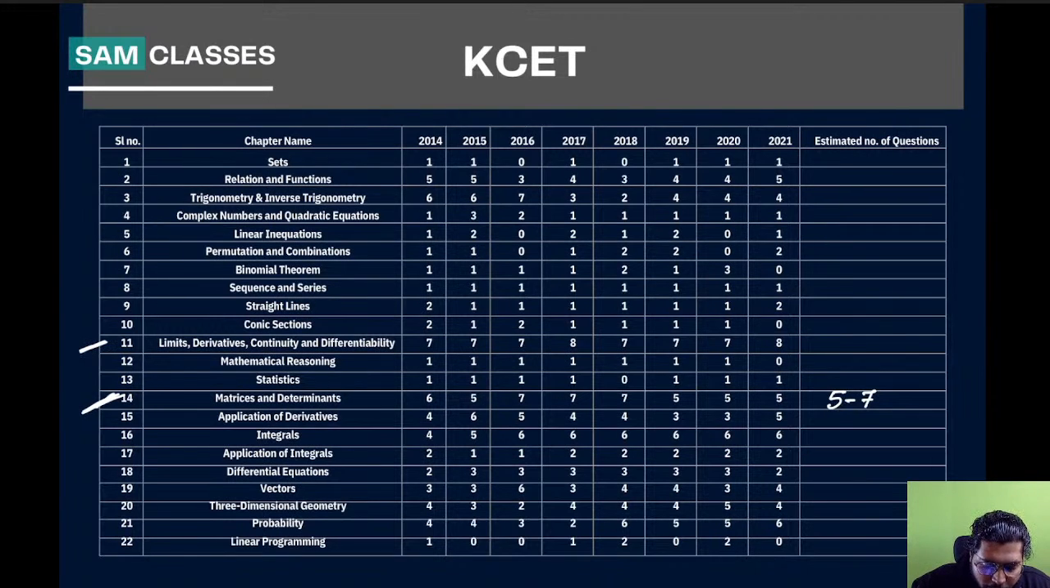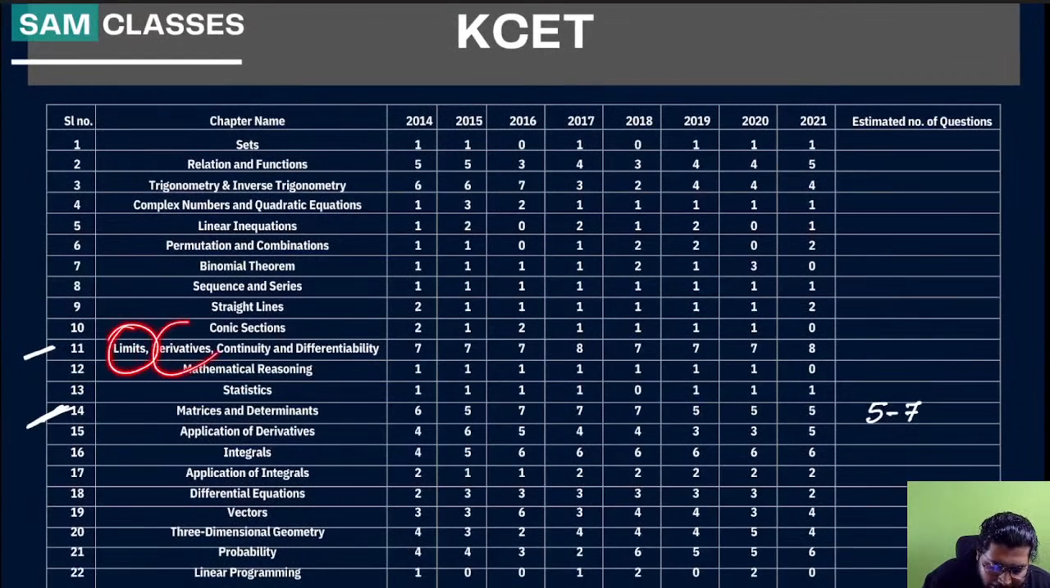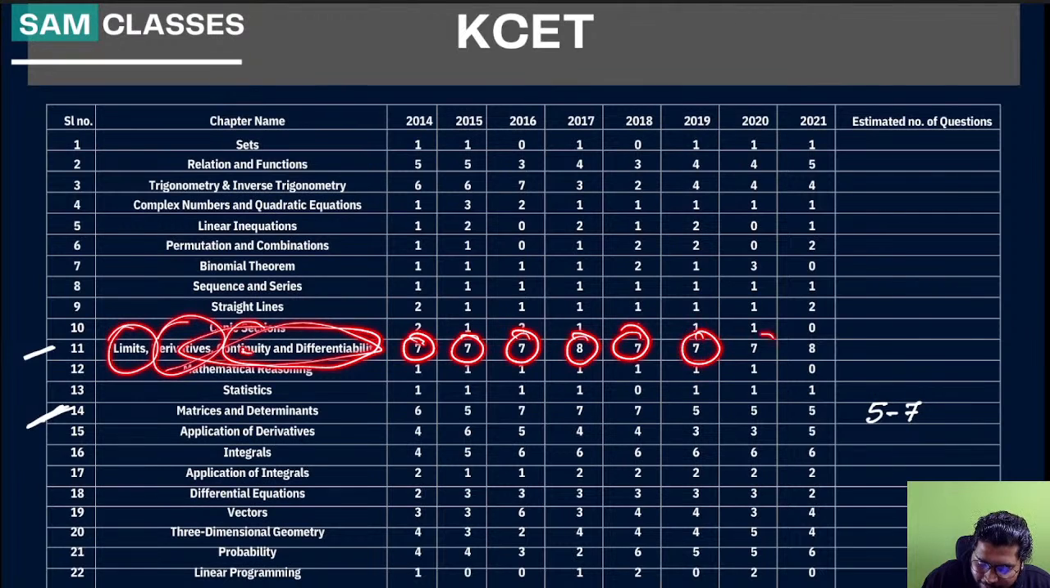Let's talk about this big topic, the topic of calculus. What would we have here? Limits, derivatives, continuity and differentiability. These three. If you see 7, 7, 7, 8, 7, 7, 7, 8. So minimum 7 questions, maximum 8 questions.